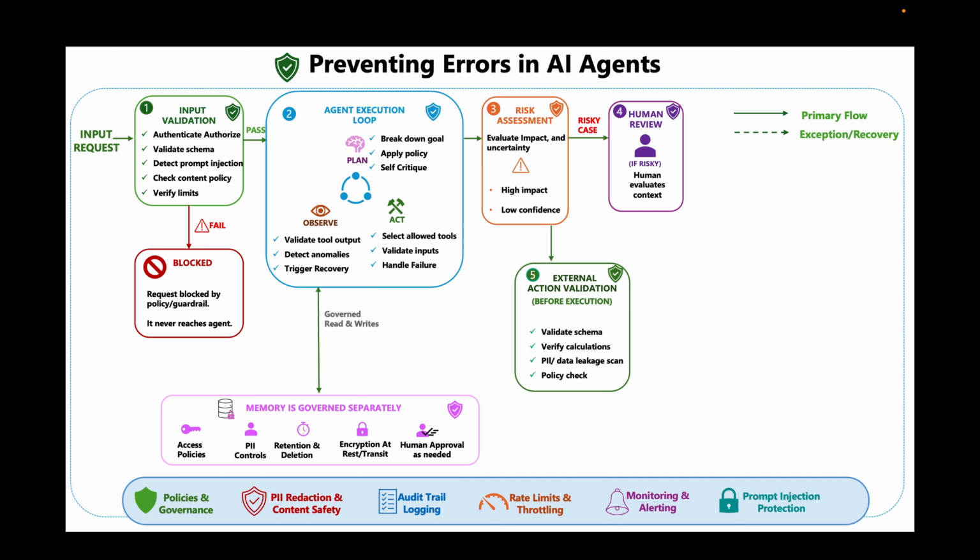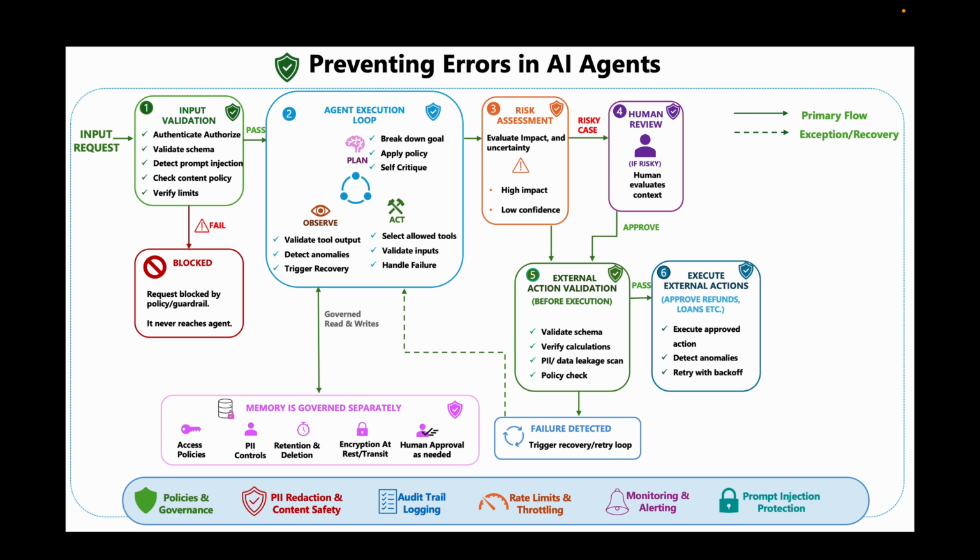And before any real world action occurs outside of the agent execution loop, such as approval of a refund, issuing a loan, or modifying a customer account, we perform external action validation. And as I shared earlier in the previous screen, this is one of the most important checkpoints because once an action is executed, it may be difficult or impossible to undo. We verify the calculations, check policies, and scan for privacy and compliance issues before proceeding.